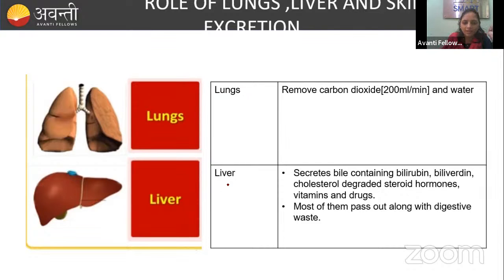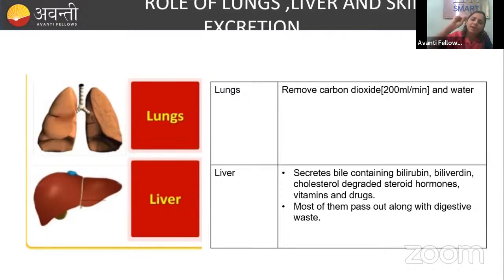Then coming to the liver, you know that, guys, the liver secretes bile juice, right? The bile juice helps in the emulsification of fats. Here you can see the bile juice contains the pigments bilirubin and biliverdin, and it contains cholesterol. So these will degrade the steroids, vitamins and drugs, right?